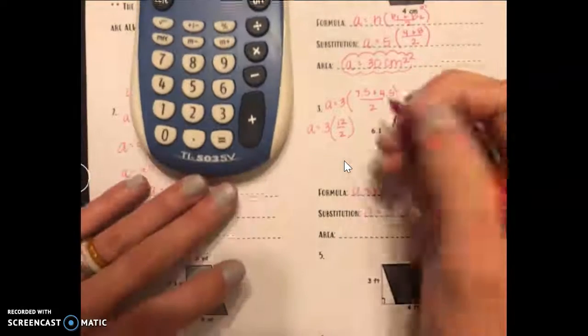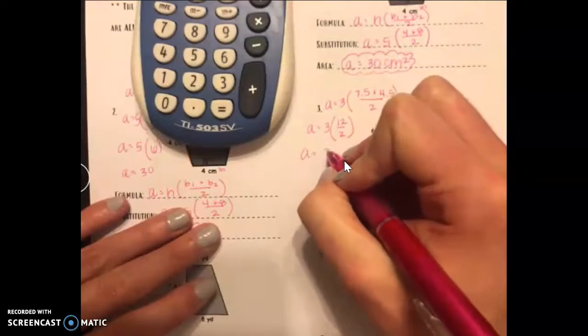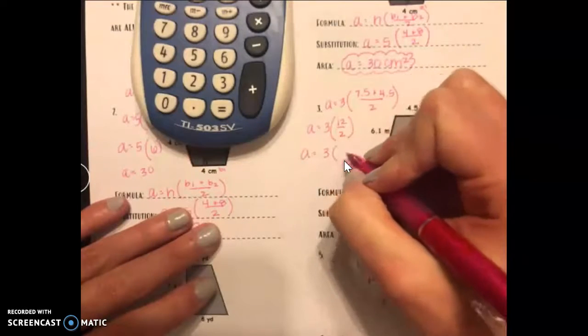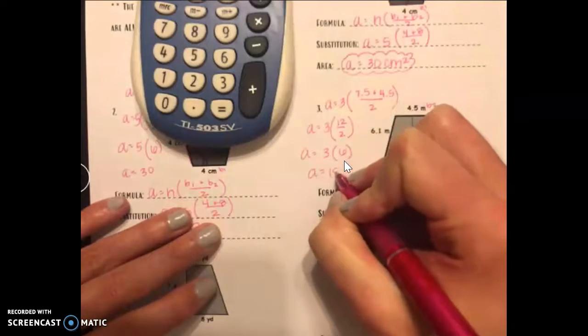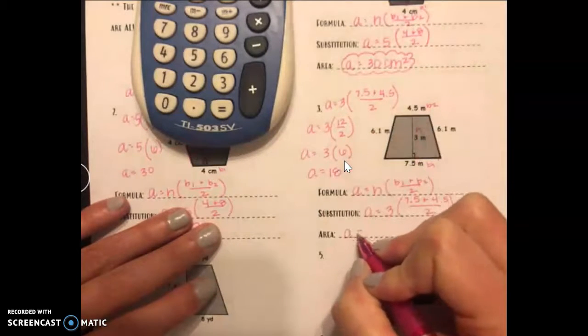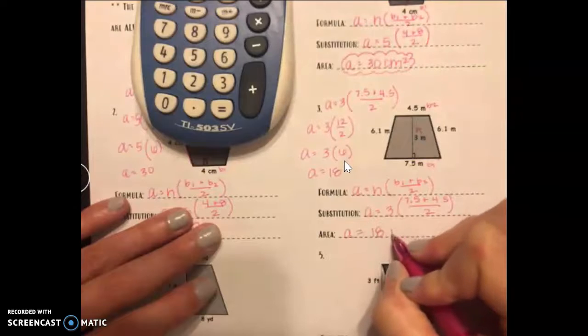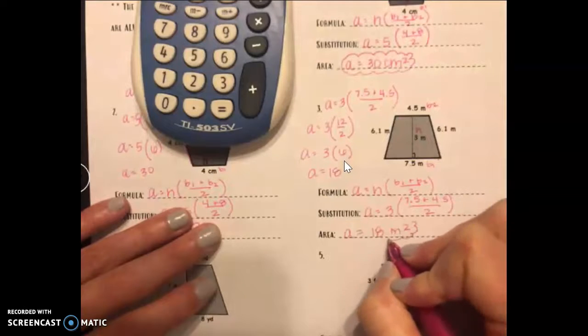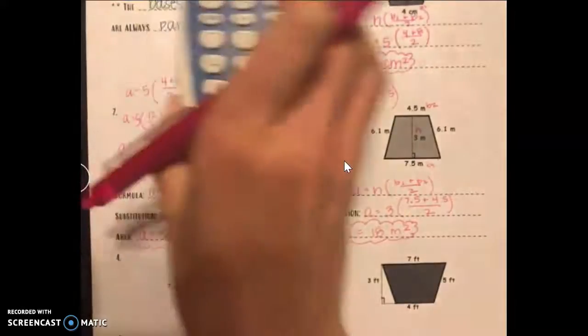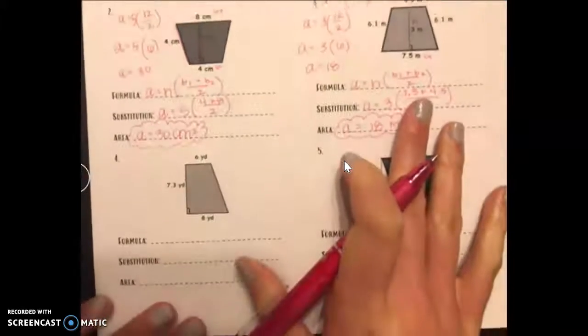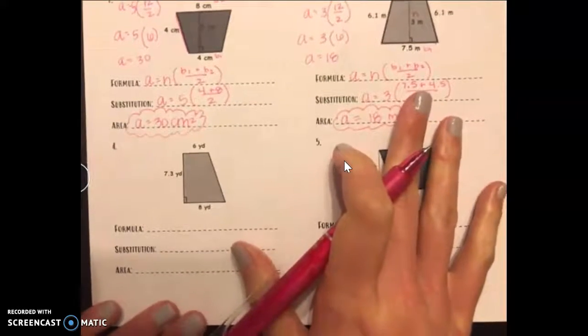We can do the rest of this by hand now. Area equals 3 times 12 over 2, which is 6. And we know that 3 times 6 is 18. So my area equals 18 meters squared. All right, let's go ahead and do the next one.